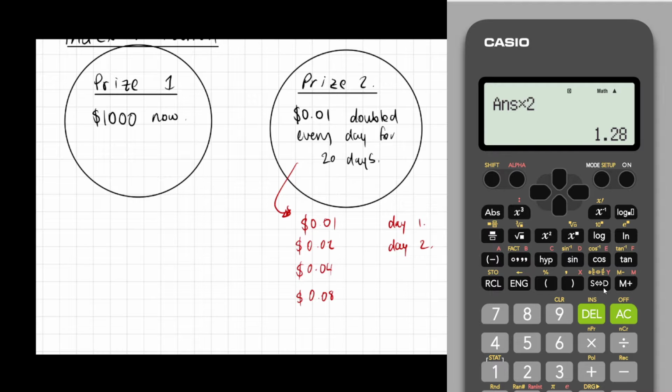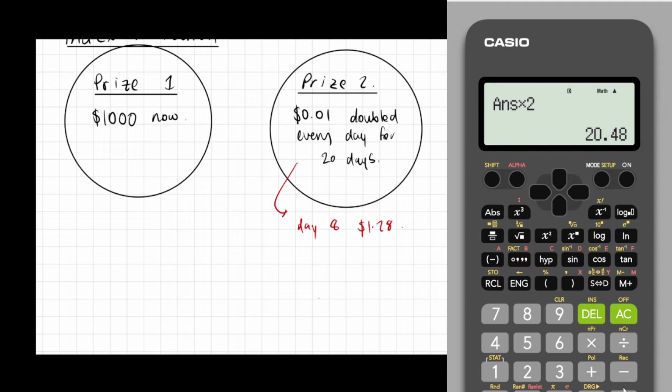So only after day 8, it's still only $1.28. I'll write that down here: day 8 is $1.28. It seems like this is not a really good deal. $1,000 looks pretty good to me. Let's double it again, we get $2.56, so that's day 9. Day 10, day 11. Ooh, what's happening? It's growing a bit quicker.